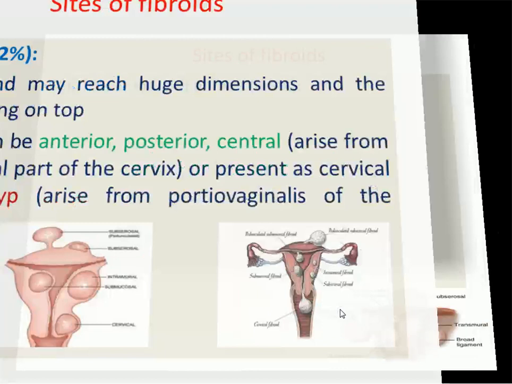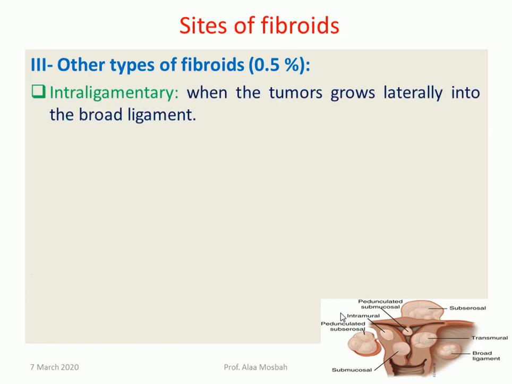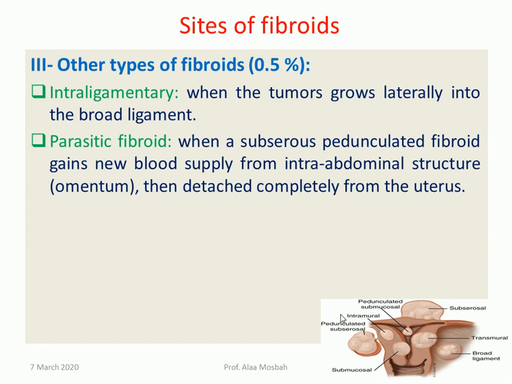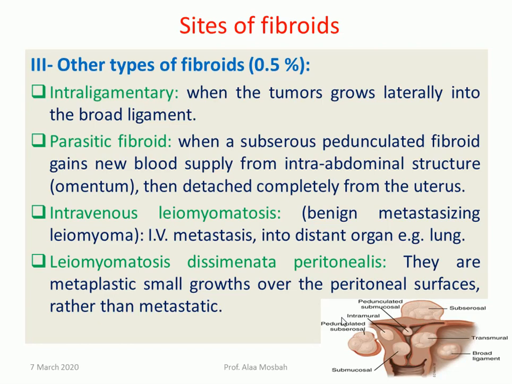What are the other types of fibroid which constitute less than 0.5%? Interligamentary, when the tumor grows laterally in the broad ligament. Parasitic fibroid, when a subserous pedunculated fibroid gains a new blood supply from a nearby organ, like the omentum, for example, and then detaches completely from the uterus because it has its own supply from the omentum or the nearby organ. Or intravenous leiomyomatosis, benign metastasizing leiomyoma, intravenous metastasis into a distant organ like the lung, a rare condition of course. Leiomyomatosis disseminata peritonealis: they are metaplastic small growths over the peritoneal surfaces rather than being metastatic.